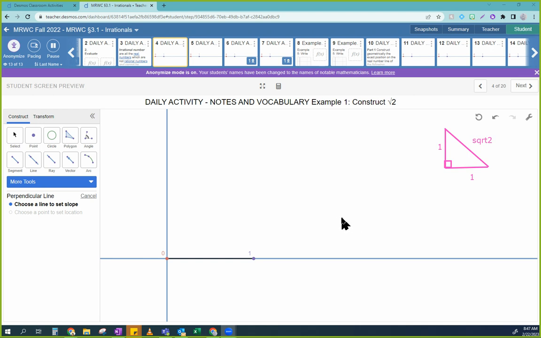Yeah. Sorry, what? I said compass. Yeah, 2 people said it. You said it, and then someone in the chat said it. So I'm going to grab my compass tool, and it says choose a segment so that it's your radius.